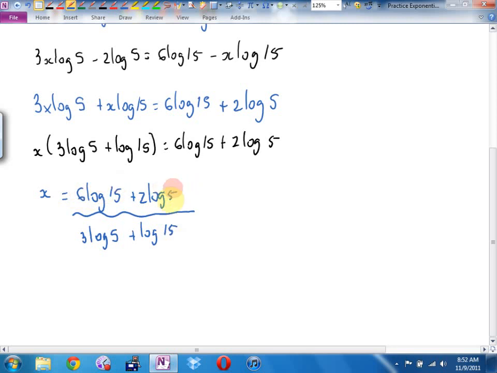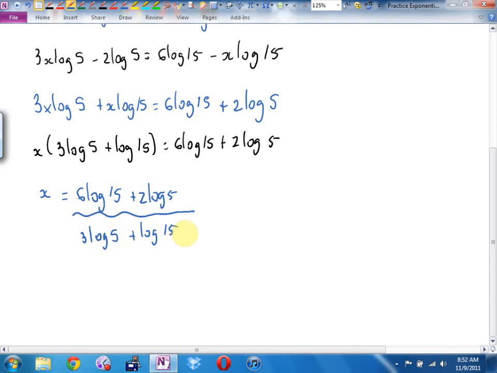Yeah. Or even could they, hey, what's adding 2 logs the same as? They could write this all as one single log of 15 to the 6th times 5 squared, whatever the heck that is. They could write this, what's adding 2 logs same as, multiplying. They could write this as one great big log of 5 to the 3rd times 50, whatever the heck that is. I would never bother.